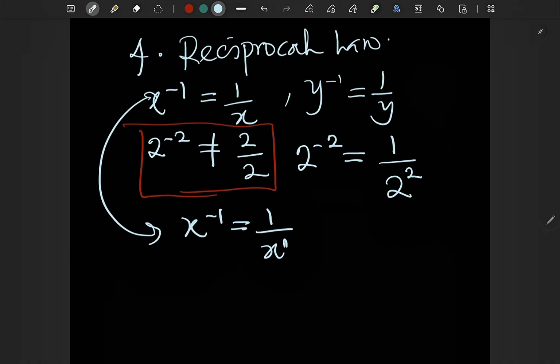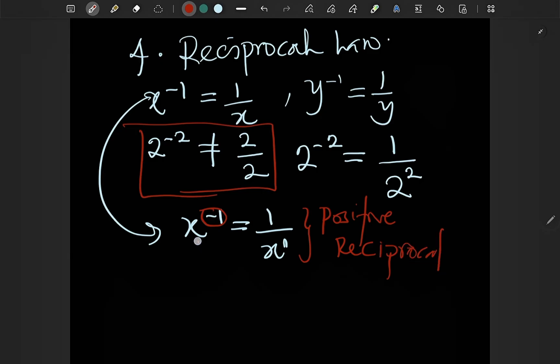The question now is, how come? Why is this so? Now, the 1 here is from the division. The 1 here is from what? The subtraction sign. We can reverse 1 over x, the reciprocal. So I'll call this here positive reciprocal. And I'll call this negative reciprocal.